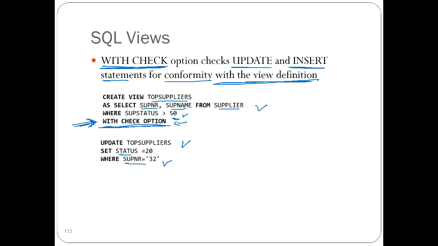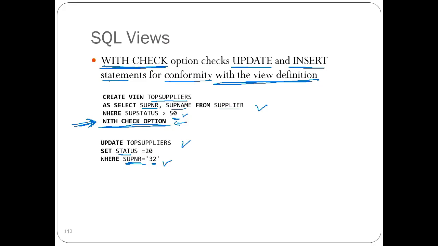Top supplier is a view where we have the supplier number as well as the supplier name for those suppliers whose status is greater than 50. You have all those records there. Now you are saying that in this view we have only those suppliers whose status is greater than 50, and from that we take supplier number 32 and want to set its status to 20. What will happen? This update is not conforming with what? The definition of the view, right?